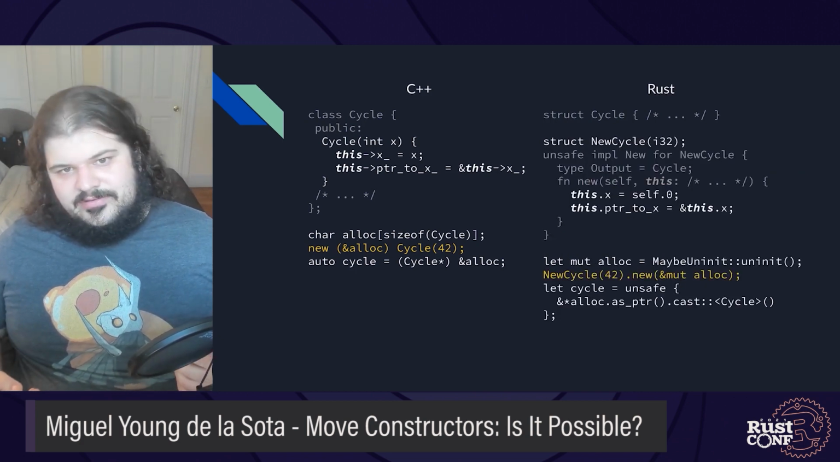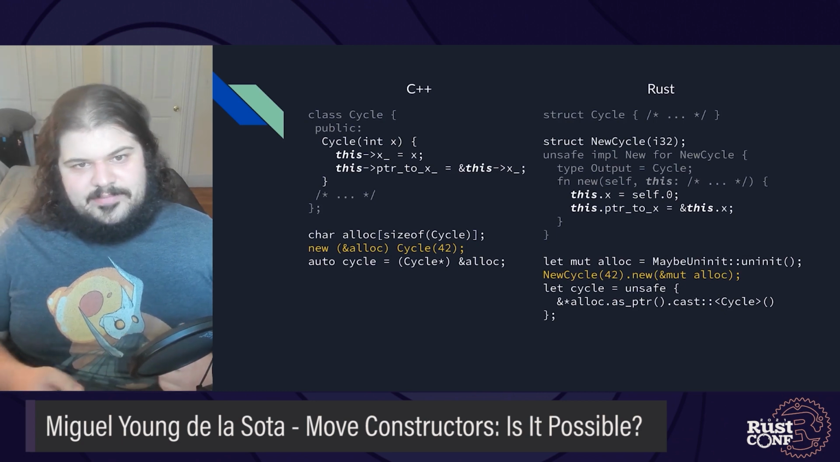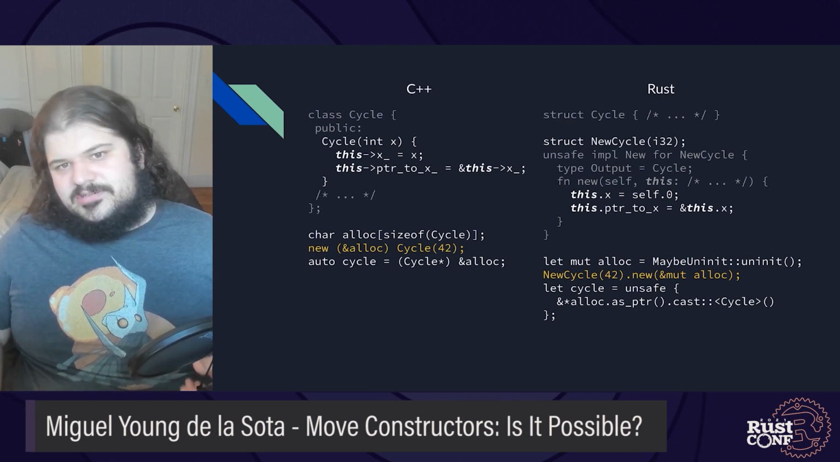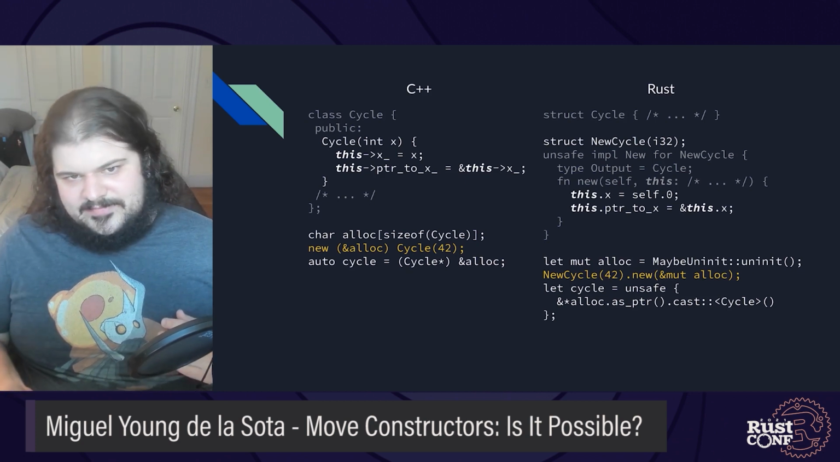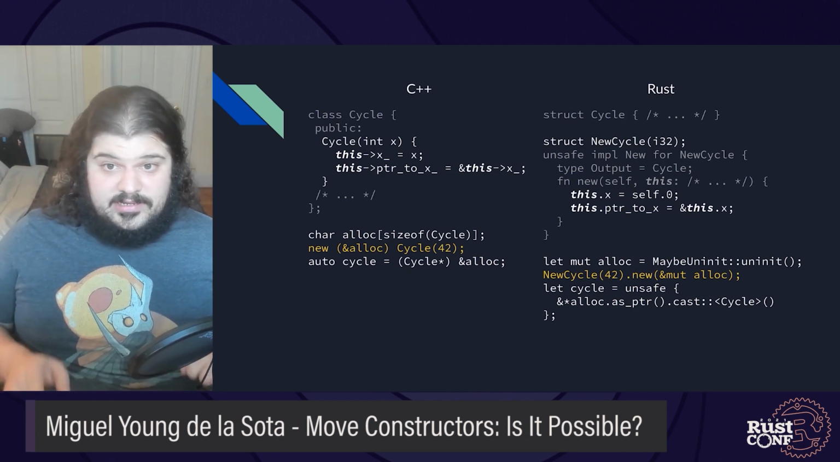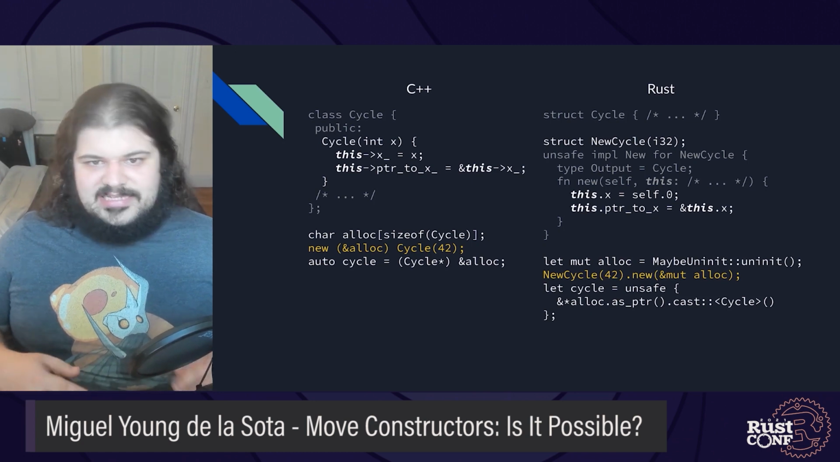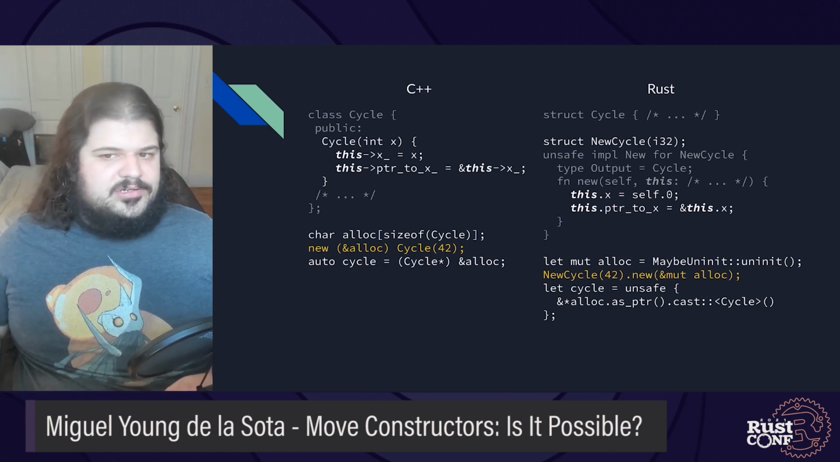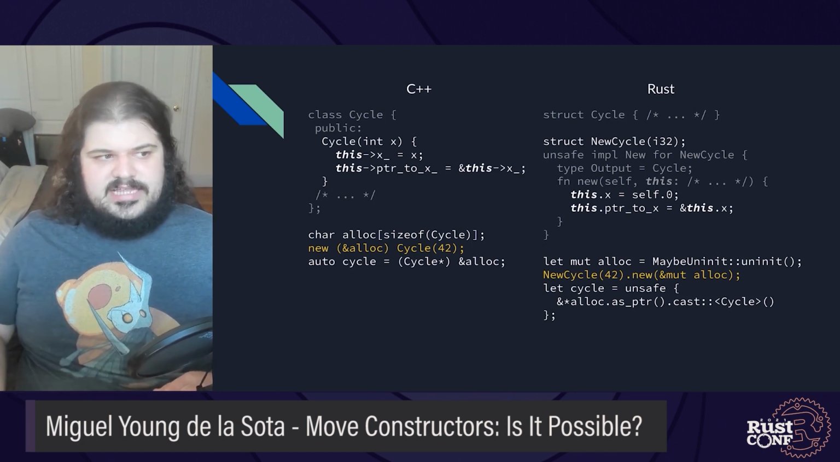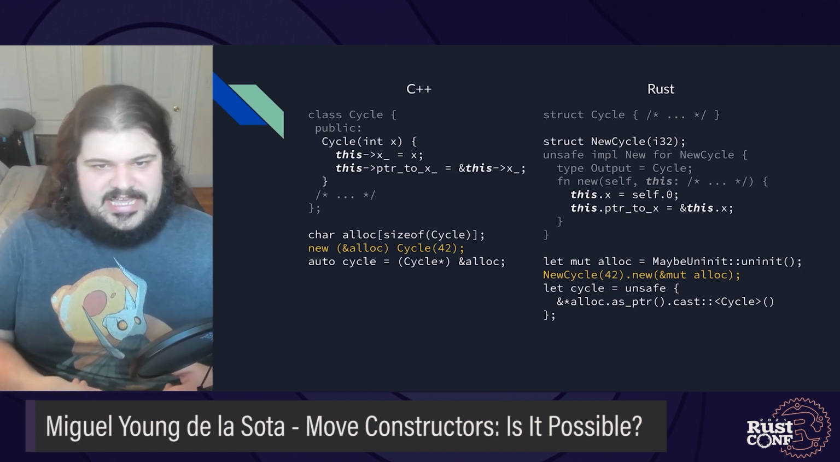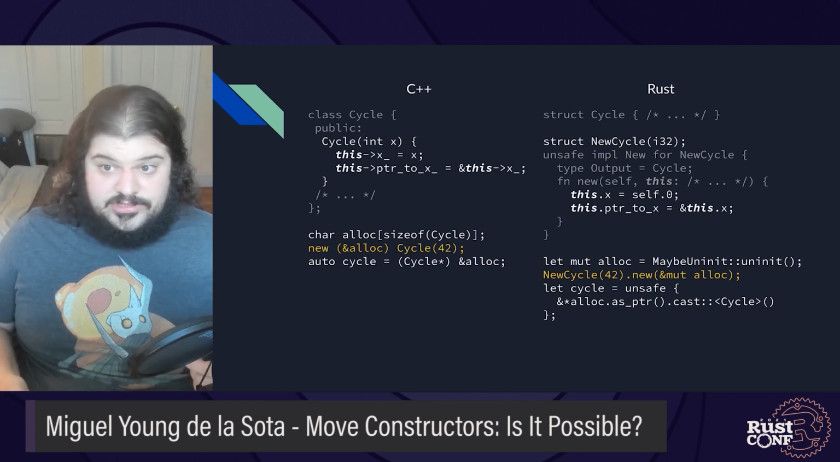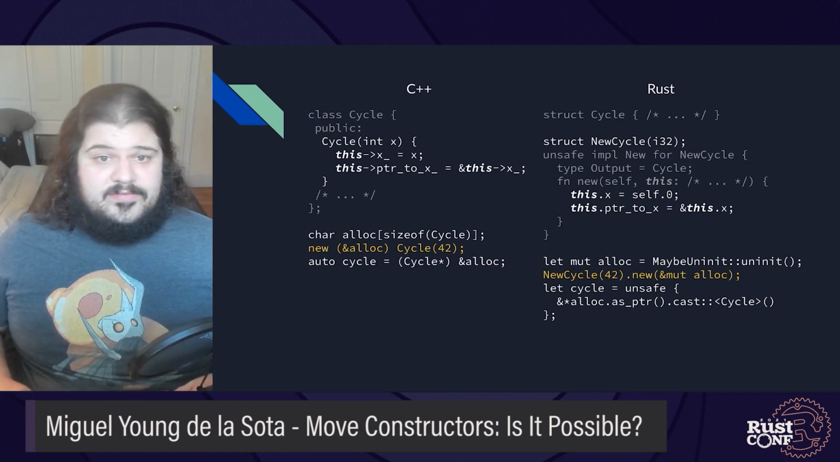To implement a constructor, we create a new type. NewCycle is a constructor for Cycle. It takes an integer argument and sets up the invariant, like the C++ constructor. The difference between this and C++ constructors is that the additional type captures the constructor arguments. So instead of taking an integer, the new takes self, and self contains that integer argument.